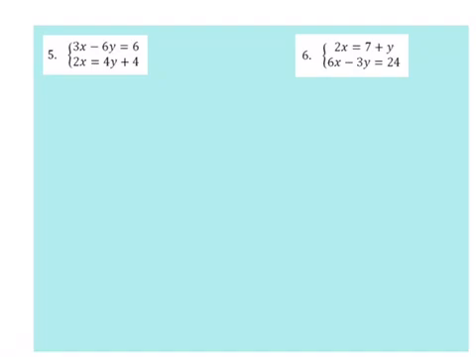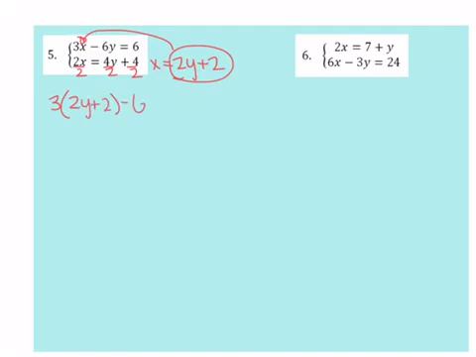So now let's go ahead and look at 5 here. Neither one of these equations are solved for an x or a y, so we're going to have to do that ourselves. So the bottom equation looks like it's going to be a little easy to solve for x. I just have to divide everything by 2 to get rid of that. So I'm going to have x equals 2y plus 2. So now I can take what x equals and I'm going to plug it in for x in the top equation. So I get 3 times 2y plus 2 minus 6y is going to equal 6.